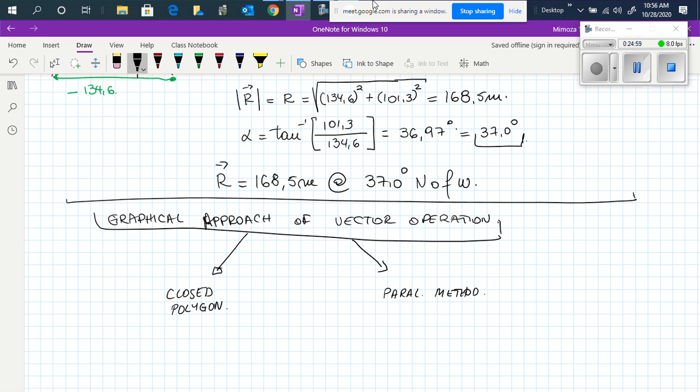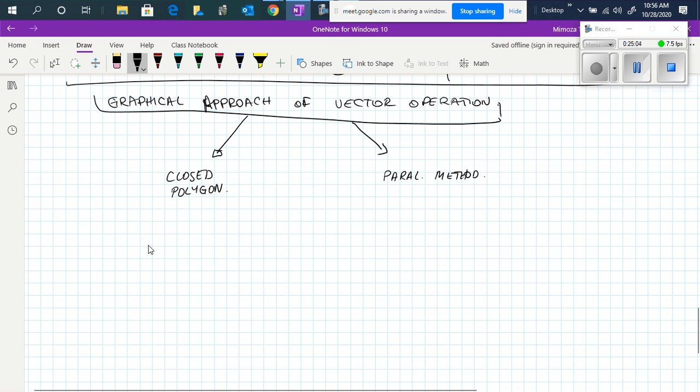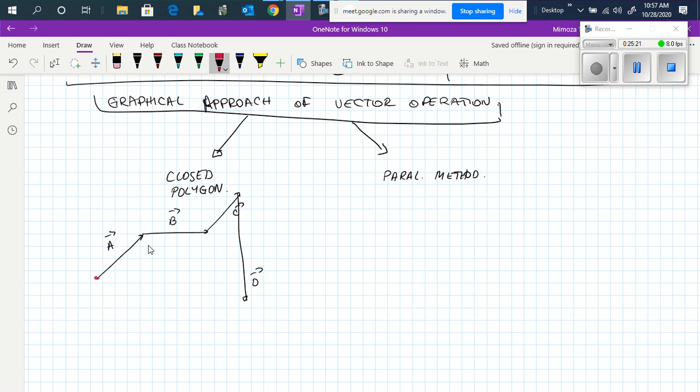The closed polygon method deals with plotting vectors one after the other. So if you go vector A, vector B, vector C, vector D, and then the resultant will close the polygon. So we'll start at the starting point and we'll end at the end point. So this will be A plus B plus C plus D.